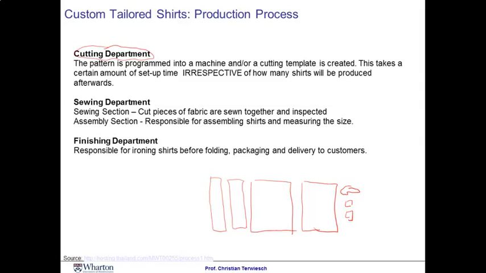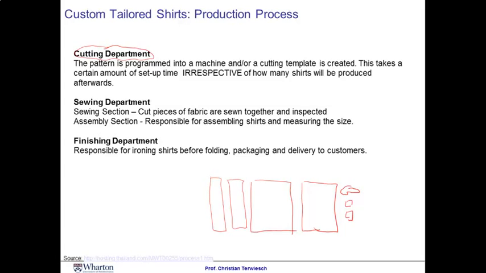Now notice that this setup of programming the machine, or building this template, takes a certain amount of time that is independent of whether we're going to produce 1 shirt, 10 shirts, or 100 shirts. Once we have done the setup of the machine, the actual cutting can begin. Oftentimes, there are even multiple layers of textile piled on top of each other and then cut in one go.